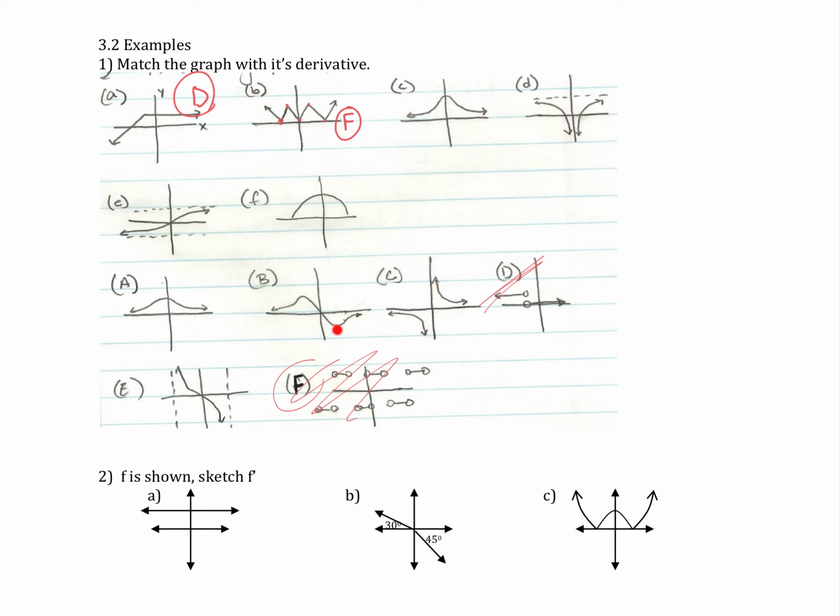When I graph a negative value, it's below the axes. So C must be B. All right, so now we've used this one. For D, let's take a look at D. Over here, we've got a horizontal tangent. So I'm going from almost horizontal slopes, so really small slopes, negative, to really large slopes, negative.